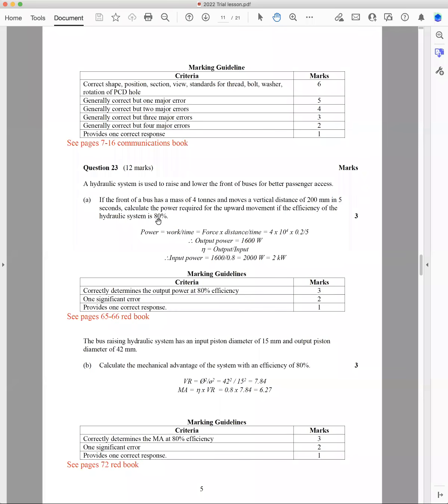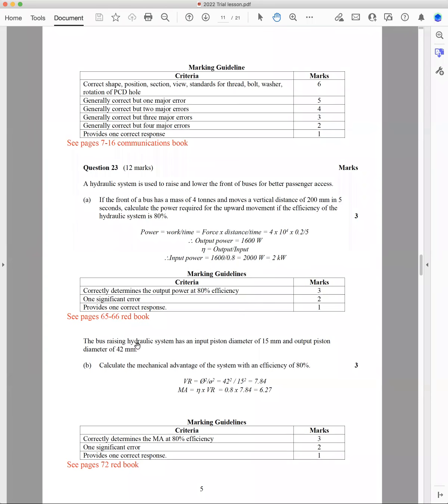Like the efficiency of this is 80%, which is 8 on 10. So the output has got to be less than the input because it's less than 100%. And so we want to find the input. So input is equal to 1600 over 0.8. So you've got 2 kilowatts to raise that bus. And that's on page 65 and 66 of the Red Book.